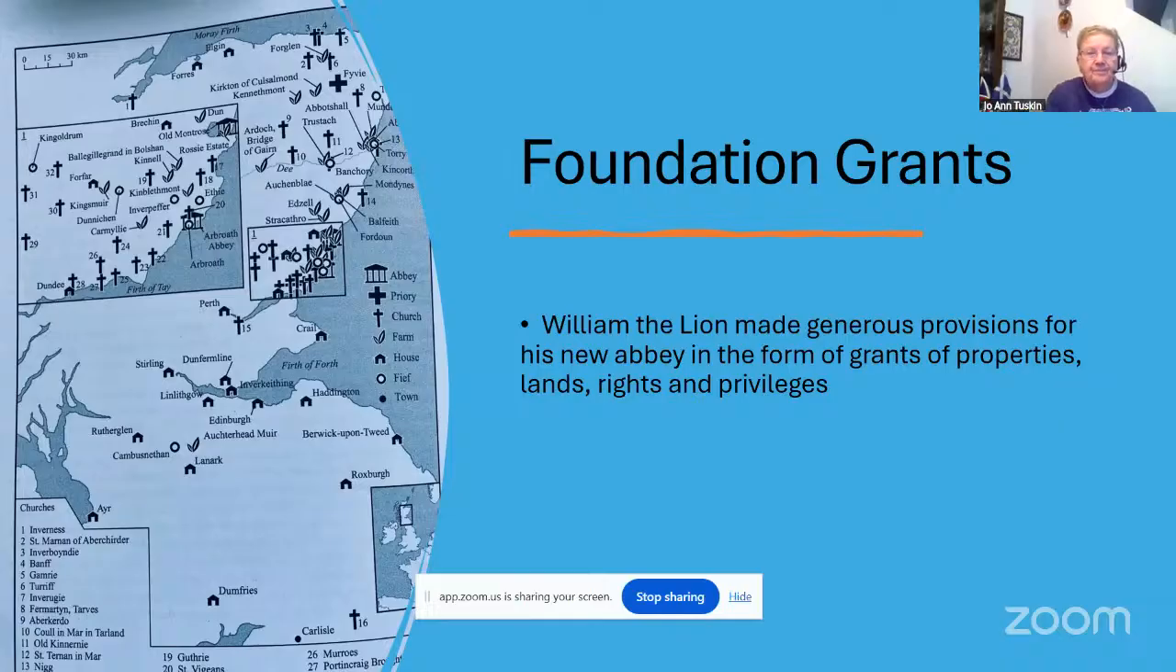Yes, thank you. Okay. His initial endowments were beyond generous, and the abbey had houses, land, and churches, along with rights and privileges that made it an extremely wealthy and powerful abbey. For example, the abbey had the right to hold a weekly market and to construct a harbour. Although the harbour wasn't built until the late 14th century, it would see both local and continental trade.